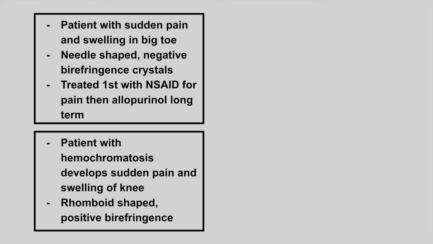Next, we have a patient with sudden pain and swelling in the big toe. We see needle-shaped negative birefringent crystals, and first we treat the pain with NSAIDs, and then we give allopurinol, which is a xanthine oxidase inhibitor, for long-term treatment. So this is gout.